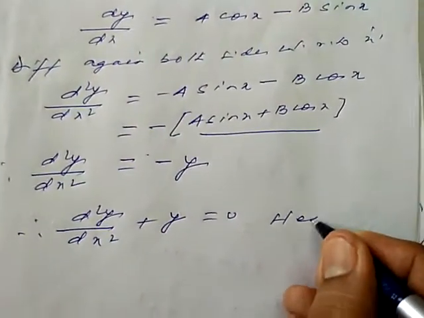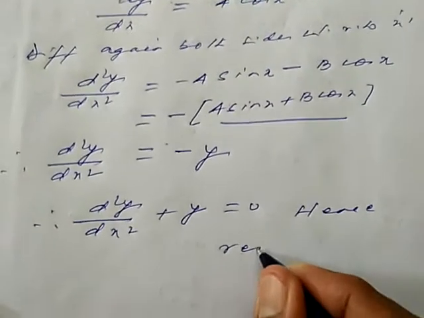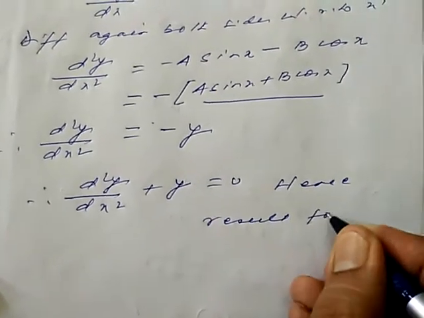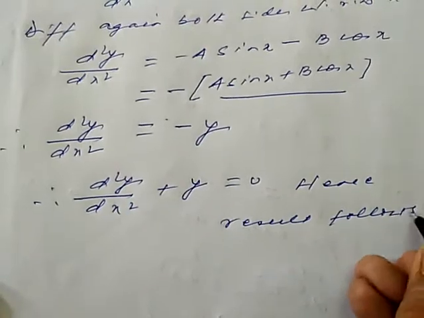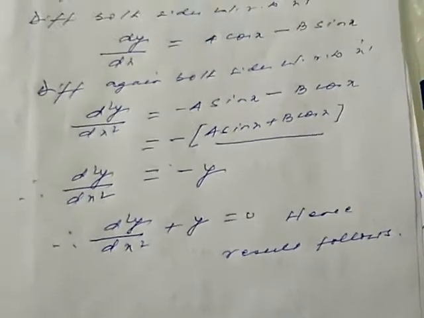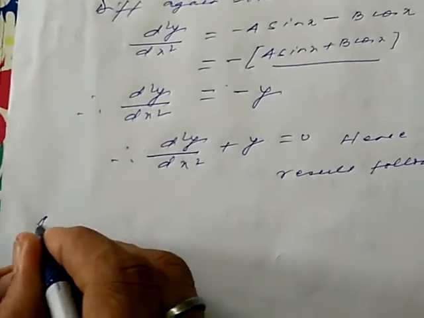Hence result follows. This is the way to go with the proof for these types of functions in terms of the second order derivative. I am taking the fourth example for you.